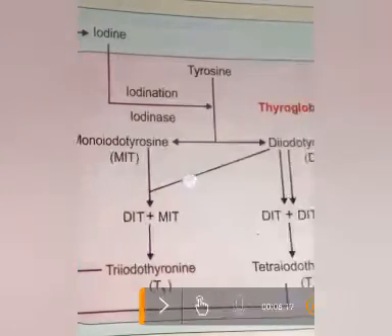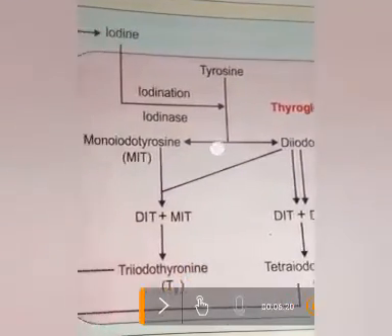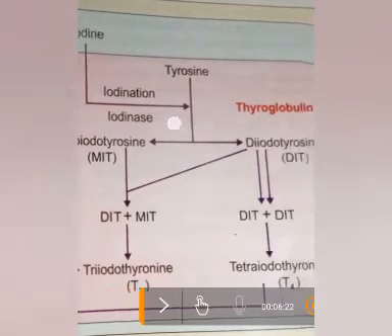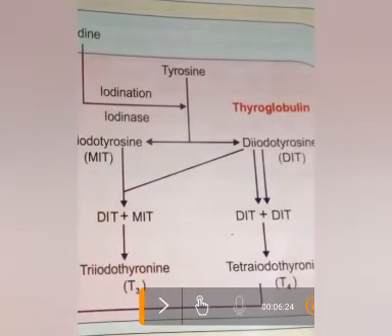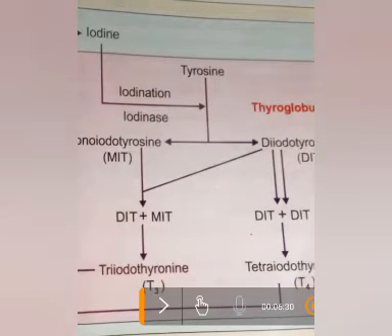Iodination of a tyrosine. Look here, the iodination occurs in this part, that is in the thyroglobulin in the follicular cavity. This thyroglobulin is present in the follicular cavity only. Here you can see the iodine has already entered the follicular cavity. That is the transport of iodine to the follicular cavity.